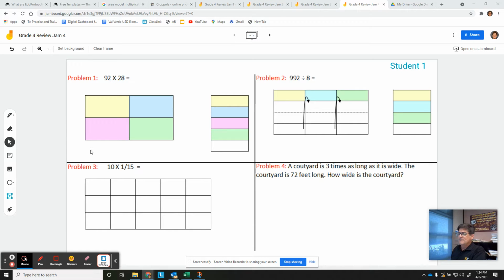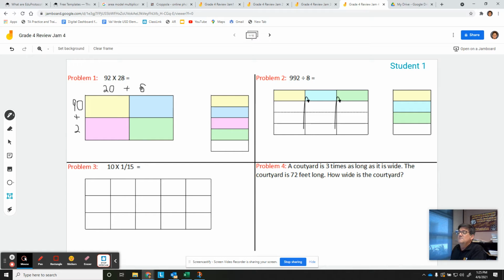I think it's important to note that this scaffold should go away at some point, but for now I'm going to start off with this scaffold. So how do I want students to use this, or how could they use it? It could be something like this. I'll put 92 over here, and I want to help students represent that. And then I'll put 28 up here.